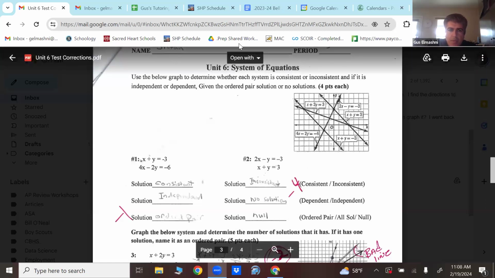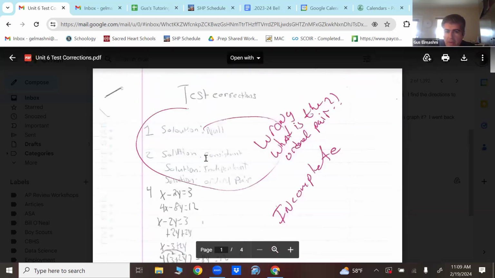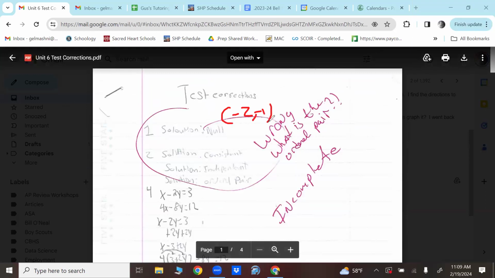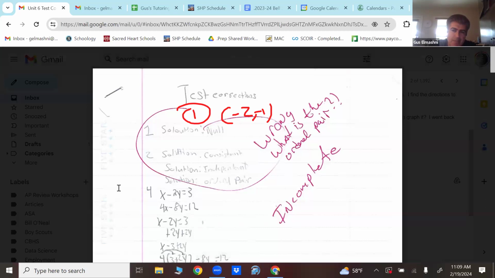So when it asks you to give the ordered pair solution, you have to tell me where they touch. They touch at -2, -1. Make sure you wrote that down. So you have to say -2, -1. That's your correction for number 1. Because he said, what is the ordered pair? That's what he wants. I know the grammar was kind of bad on there. It should be, give the ordered pair, as you know.